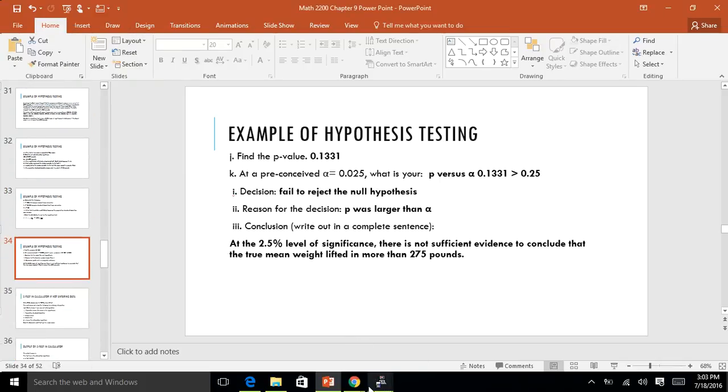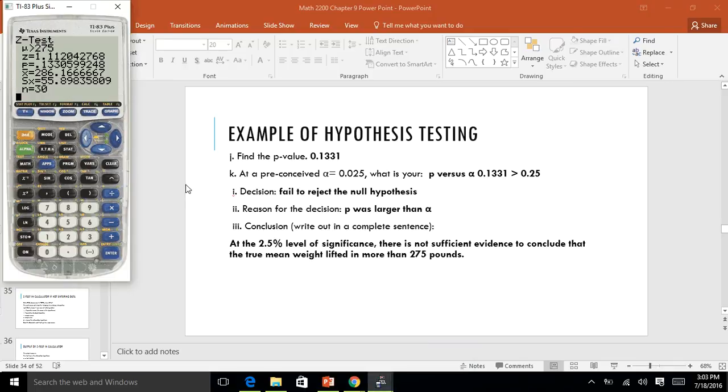Okay, the next part is find the p-value. Well, if you look here under p, I have the p-value. It's 0.1331. So I don't even really need to use the calculator anymore because I've gotten everything that I need from it. So at the preconceived level of significance, 0.025, what is your conclusion?